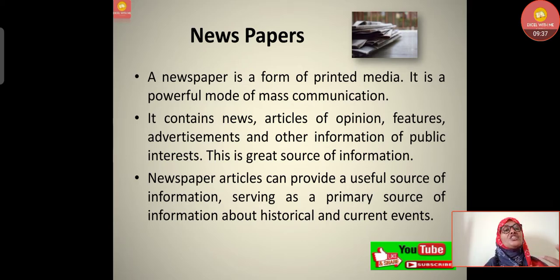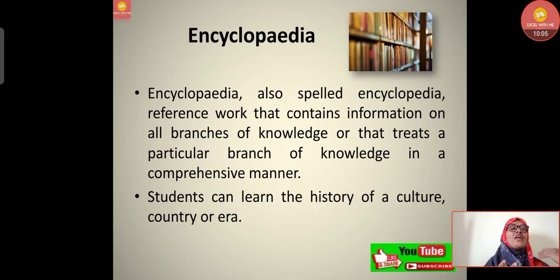Then it contains news articles of opinion, features, advertisements and other information of public interest. This is a great source of information. The children must have the habit of it. Nowadays in the assemblies they read the main headings also. That is also a good habit. Newspaper articles can provide a useful source of information, serving as a primary source of information about historical and current events, whatever had happened in the past and also the present.